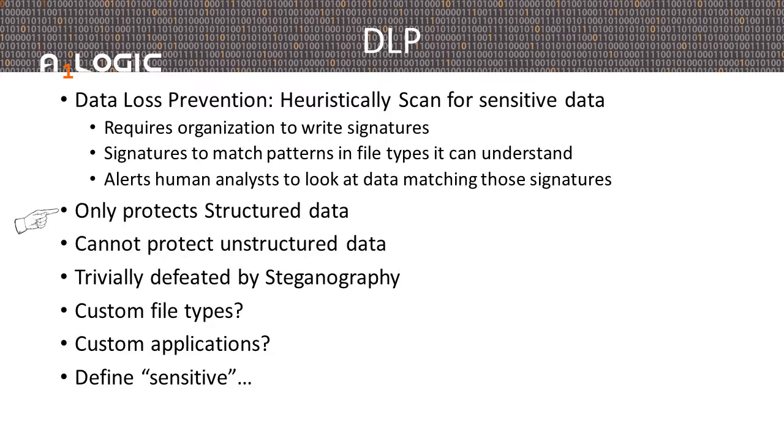DLP can protect structured data, but not unstructured data. So the security gap would be that any unstructured data leaving the organization could possibly contain sensitive data. Even within structured file formats, steganography would be able to bypass scanning. Examples were given before in this course about steganography in text, for example. Also, custom file formats and custom applications cannot be protected. That's the same problem as with IRM that we discussed. Finally, the phrase sensitive is not even clearly defined. An enterprise's DLP team can have many meetings about the definition of sensitive for their organization, but still not come to any agreement.